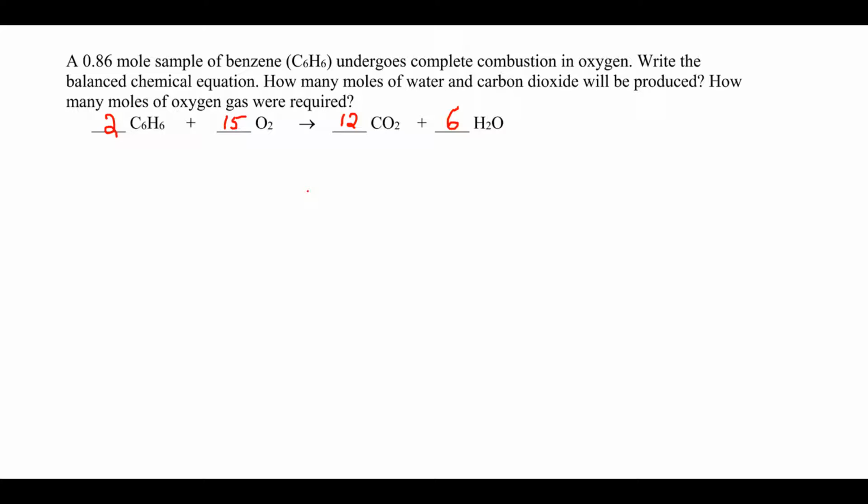oxygen molecules. Now, since we're asked to relate a lot of the different things to each other, I'm going to create a BCA table. Alright, so in this problem, our limiting reagent is going to be benzene. Well, oxygen is in excess, so we're going to lose all of our benzene to go to 0.